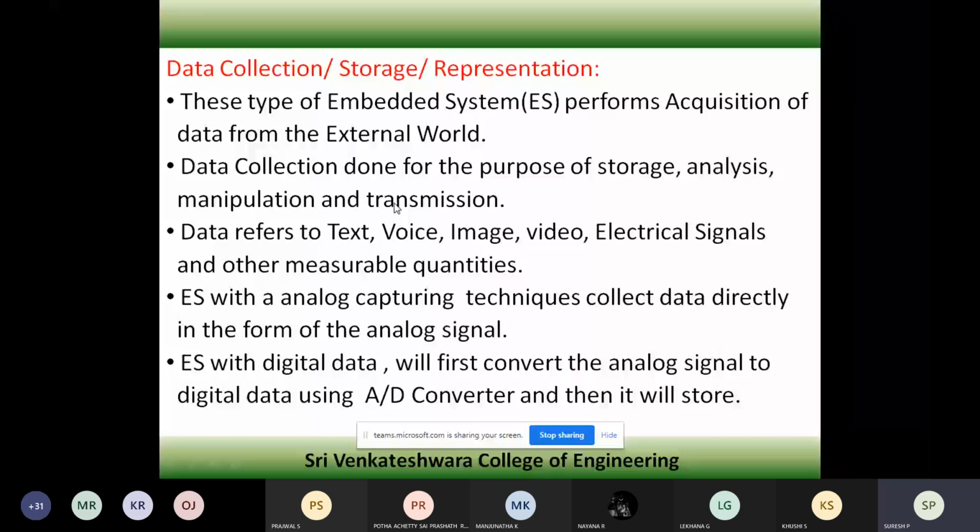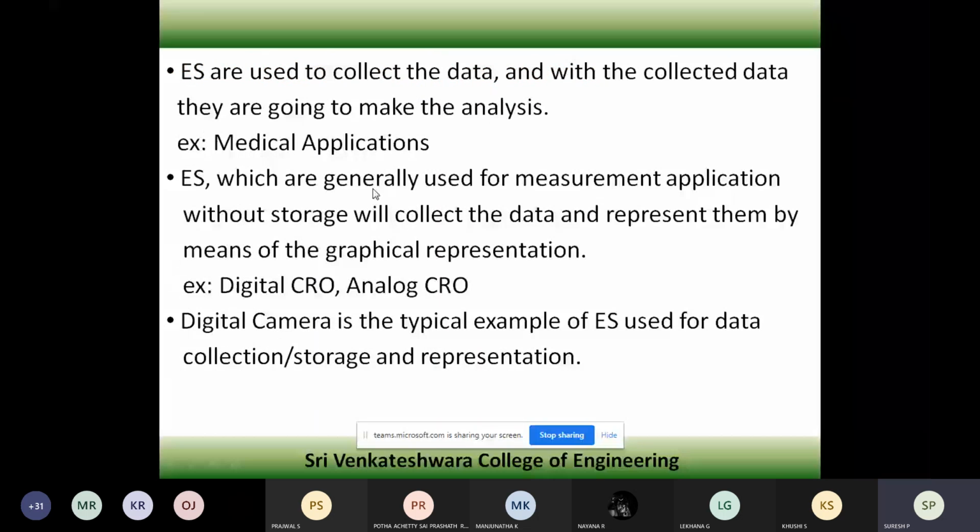Next, whatever the embedded system collects, the collected data they are going to analyze. That is with respect to medical applications. The data you collect will be stored and analyzed. There are some examples of this type of embedded device in medical applications: the digital CRO and analog CRO are the best examples of that. The digital camera is a typical example of an embedded system used for data collection, storage and representation. So this is one of the examples.